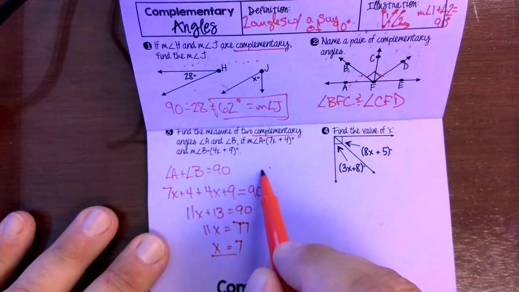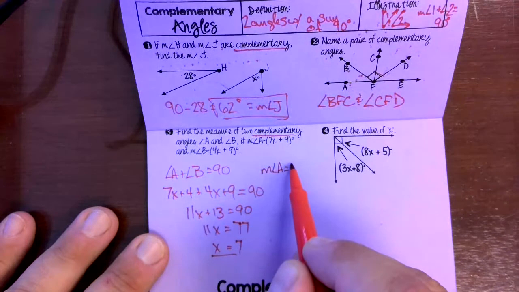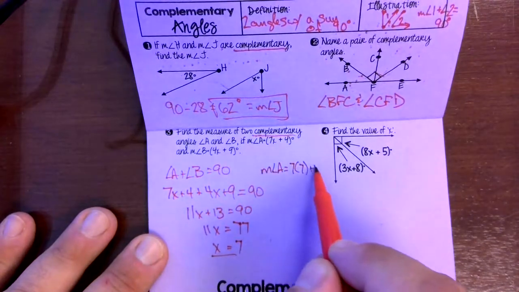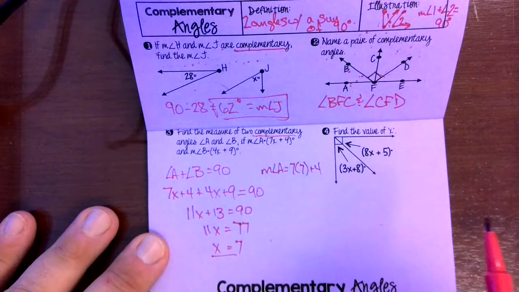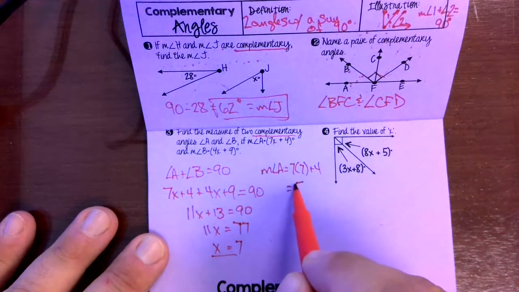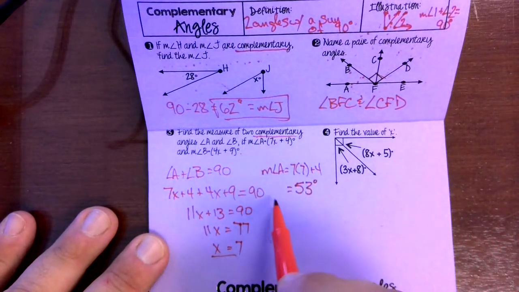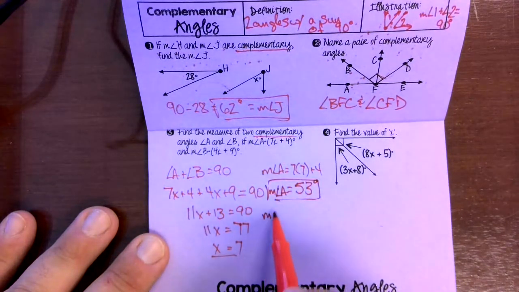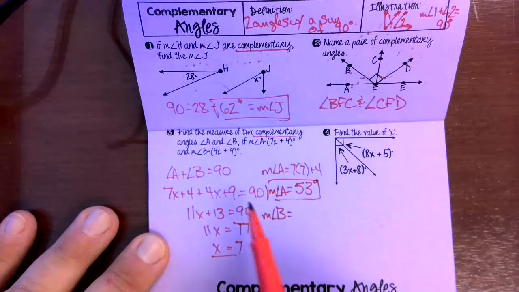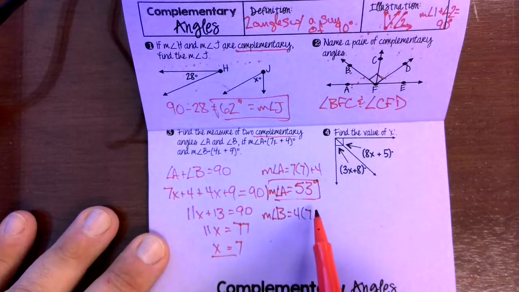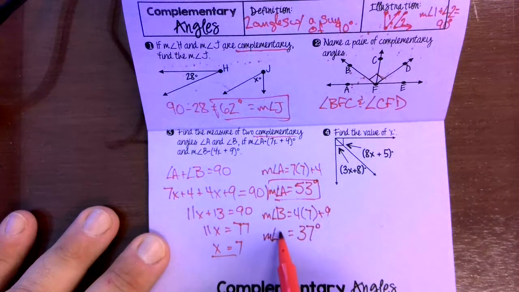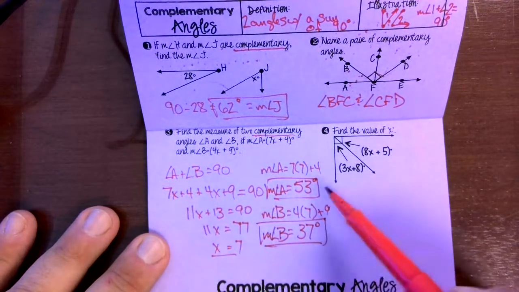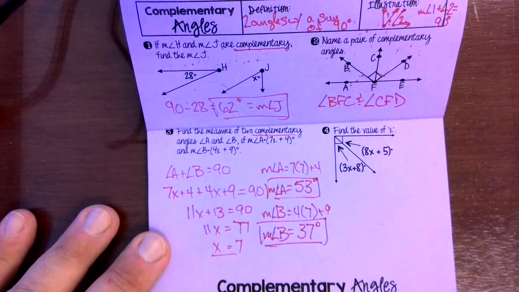So I need that, but then I have to plug things in. So I'm going to plug in to find the measure of angle A, 7 times 7 plus 4. 7 times 7, 49, plus 4 is 53 degrees. And that's the measure of angle A. Measure of angle B, 4 times 7 plus 9. 28 plus 9 is 37 degrees. And these two add up to 90, which is what I wanted to do.